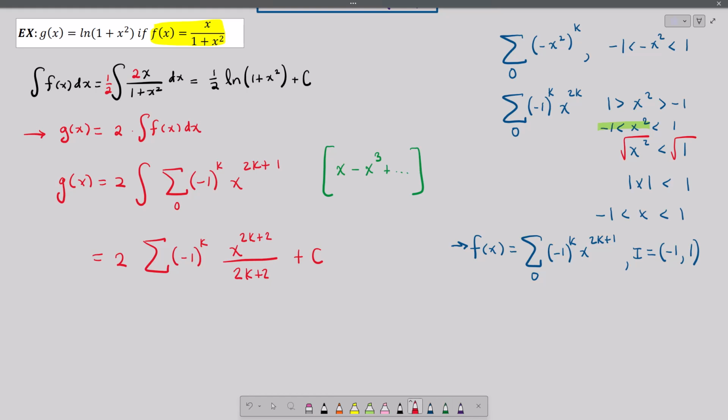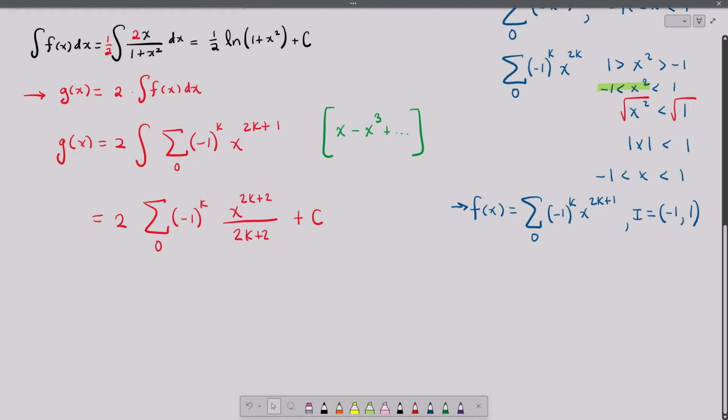And do we need to modify this, or can we still just start at 0? Will we get x to the 2 over 2? Yeah, if we plug in k equals 0, we get x to the 2 over 2. So that's going to work. So the index doesn't have to be shifted. We saw when we differentiate, we have to jack that index up and start at 1 instead of 0, because you're losing terms. But when you're integrating, you're gaining a term, it doesn't matter. The index is going to stay the same. So there is our power series for g.